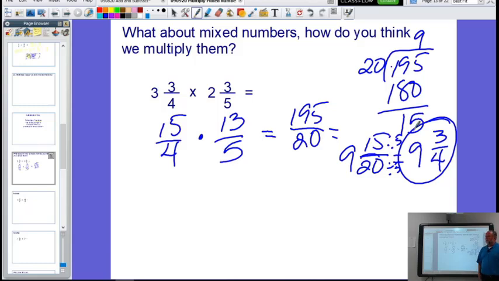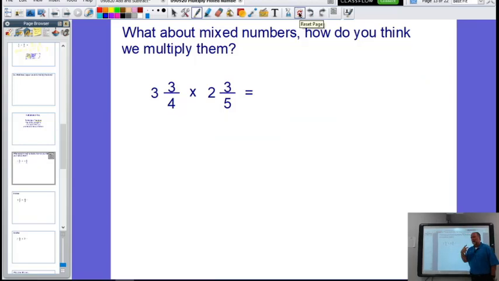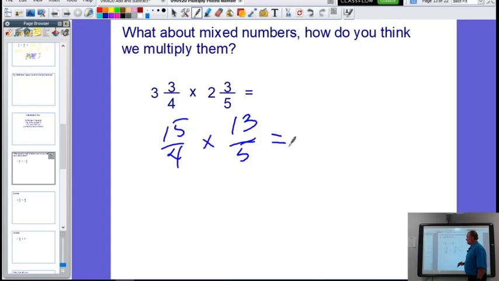Now, I'll be real honest. I personally, because of the math I know in my head, would never end up with 195 over 20. But that is one way that you can do this problem: multiply and then simplify your answer. Well, what I'm about to do is show you a second way of working this problem. Now, again, this was 15 over 4 times 13 over 5.